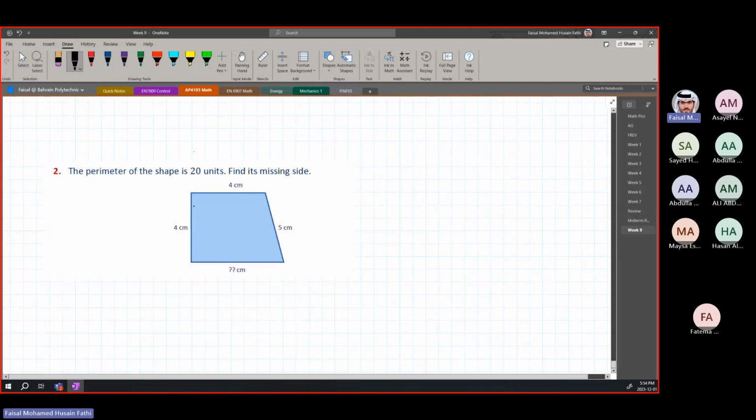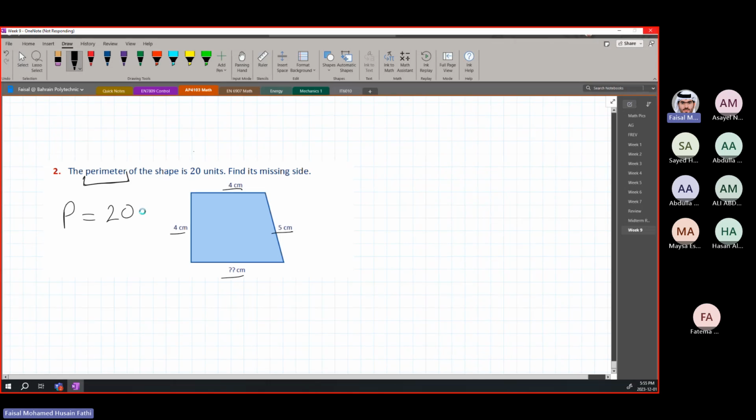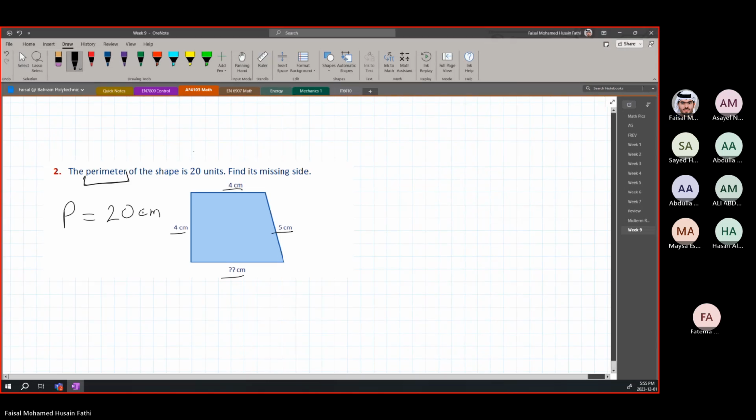Let's move on. Perimeter. The perimeter is P of the shape. We don't know what the shape is, but we can look at it and we can see. We already know that the perimeter is going to be equal to this value, plus this value, plus this value, plus this unknown value. And they tell us the perimeter is equal to 20 units. Okay? The units in this case is centimeters, because it's given here to be centimeter.